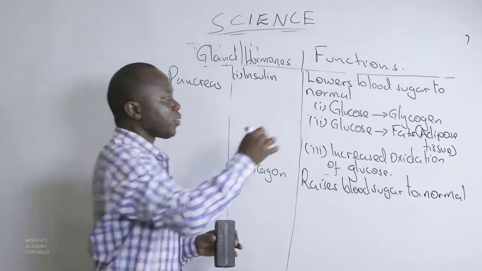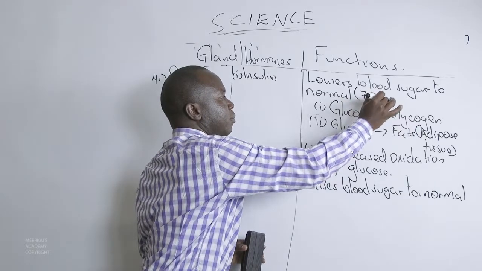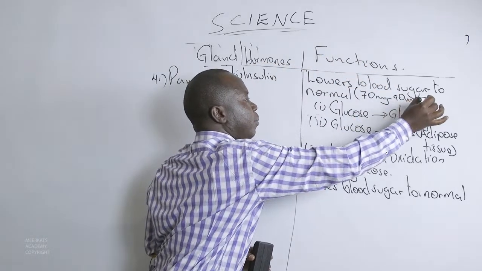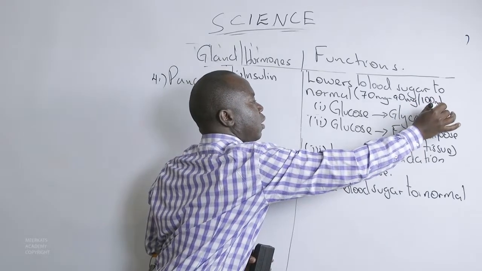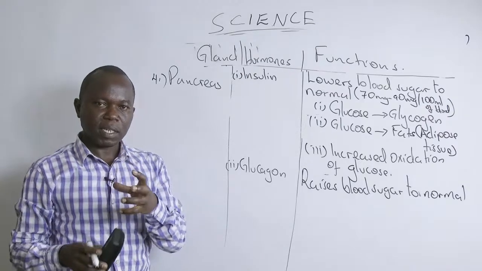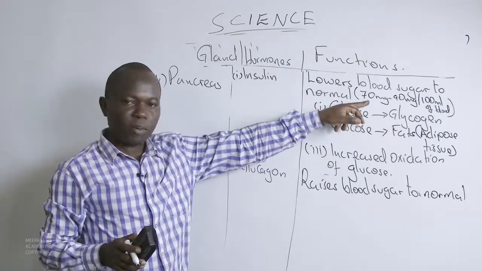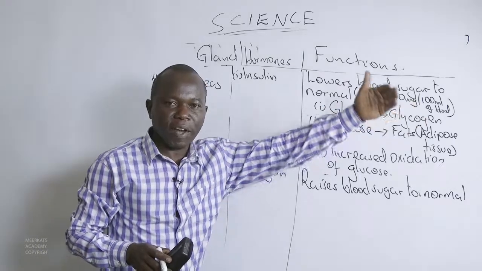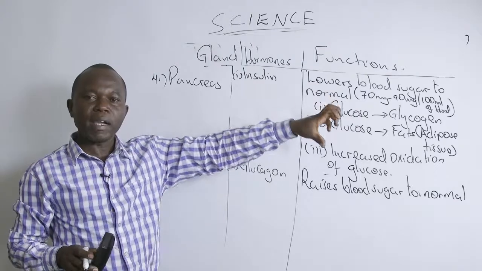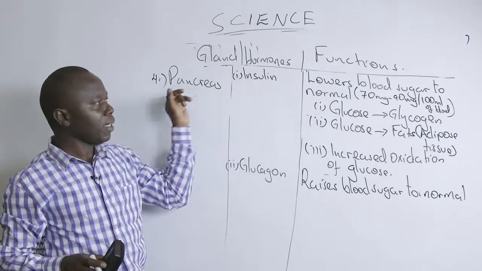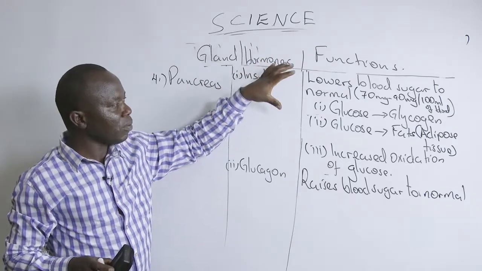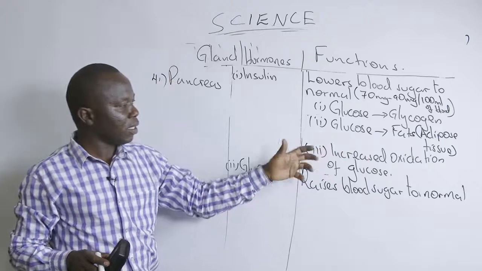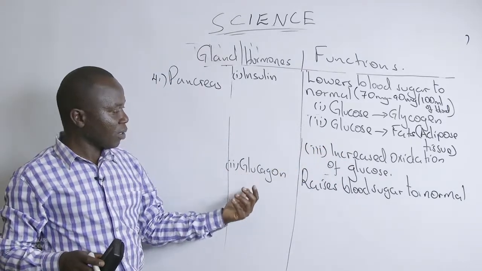Now you can remember the normal that we have been talking about, 70 milligrams to 90 milligrams of sugar in 100 ml of blood. So in other words, every 100 ml of blood that we shall take for sampling, we expect to find the normal of 70 to 90 milligrams of sugar. If we are going to have anything above 95, 100 milligrams of sugar in 100 ml of blood, then that is too high. That's when pancreas will be stimulated to secrete insulin. Insulin will cause liver cells to do the following: convert glucose to glycogen for storage, glucose to fats for storage, increase oxidation. But now we are saying we have another hormone, glucagon.